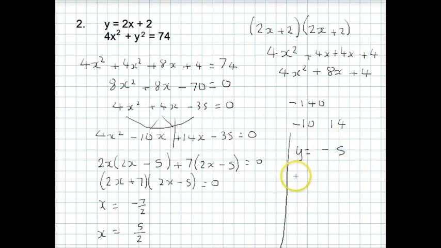And for the second one, we're putting 5 over 2 in, or 2.5. Well, 2 times 5 over 2, or 2 times 2.5 is 5, plus 2 gives us 7. So if we finish this off, just write the y's next to it. y is going to equal negative 5 when x equals negative 7 over 2, and y is going to equal 7 when x equals 5 over 2.